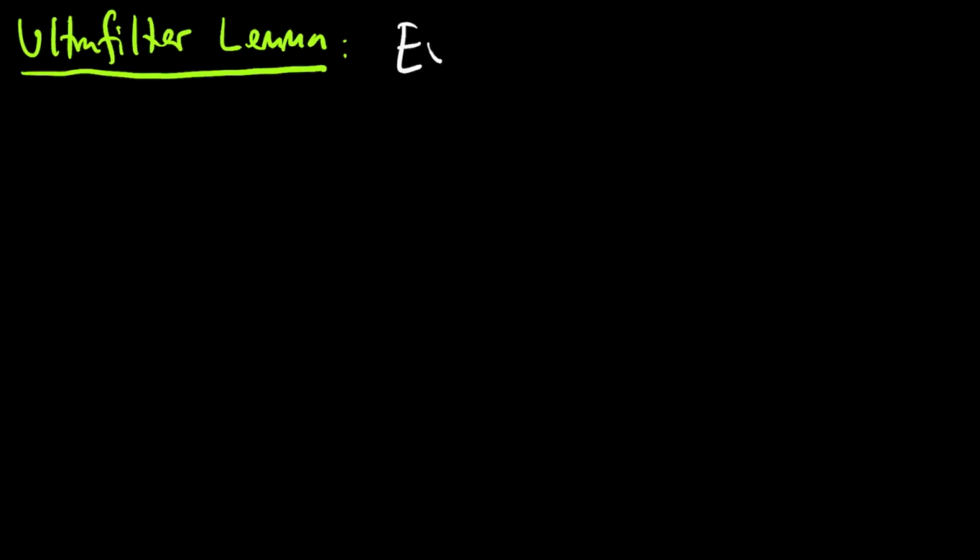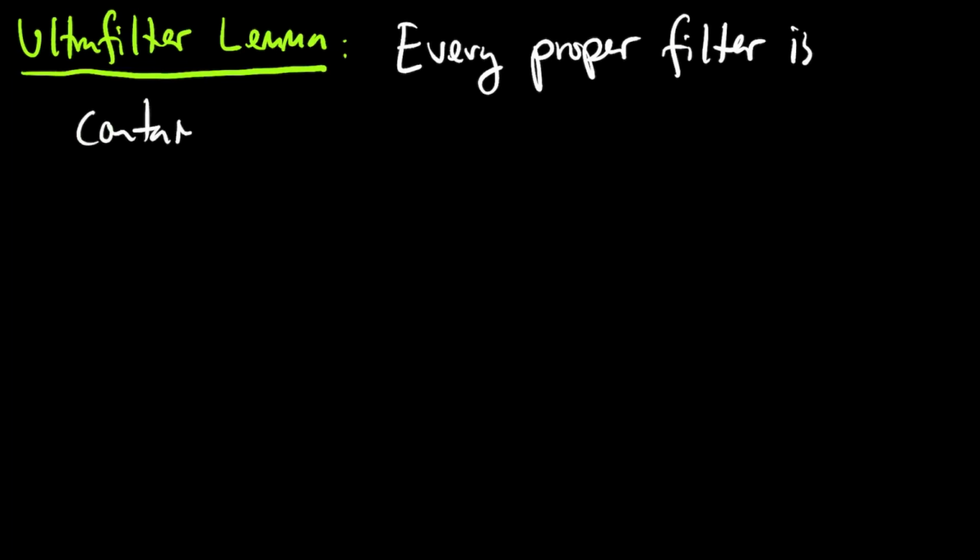Now, as I said, filters of sets are special because ultra filters, maximal filters, and prime filters are all the same. And what's nice is that for certain purposes, maximal filters are really great, and for other purposes, prime filters are really great. So let me state the ultra filter lemma, which says that every proper filter is contained in an ultra filter.